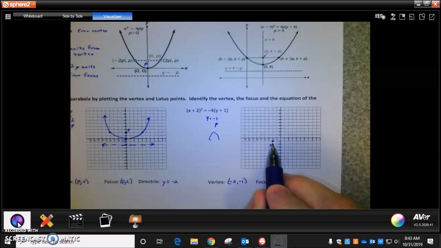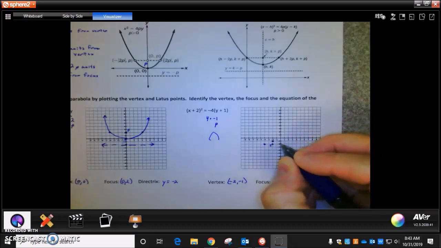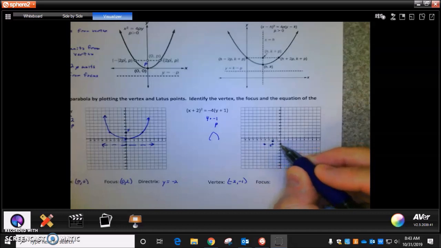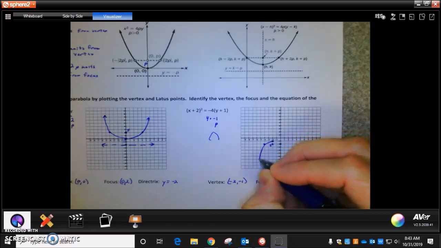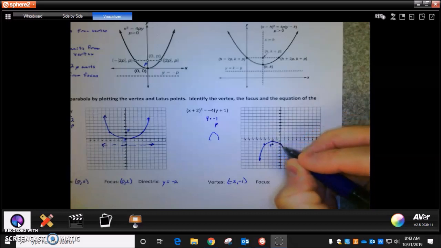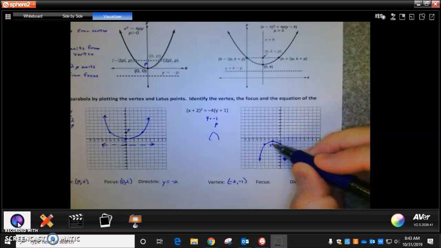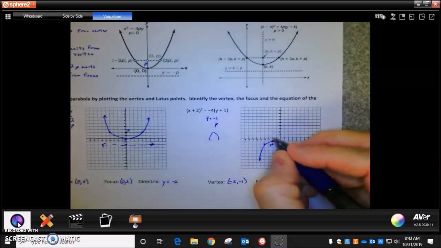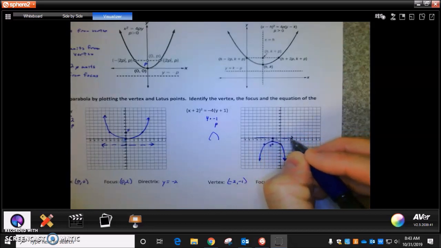That's my focus. If I went down 1, I'm now going to double that number, so that'd be 2, and that's how much I'm going to go left and right from the focus. And these are my 3 points that are on my parabola. So this parabola is going to go this way and this way. If I went down 1, and that's where I found my focus, I'm going to go up 1, and that is where my directrix would be. So this is your directrix.